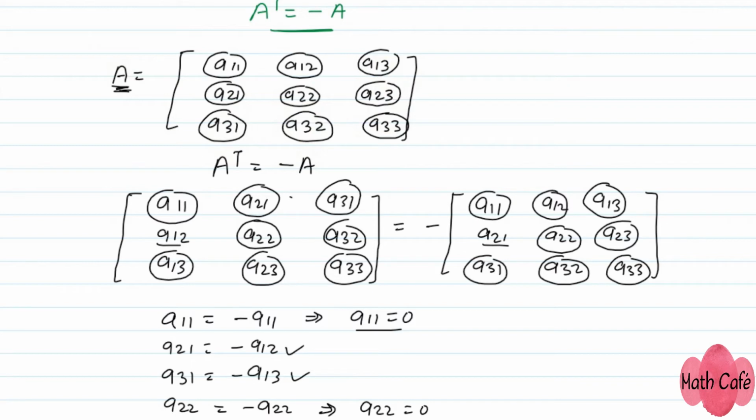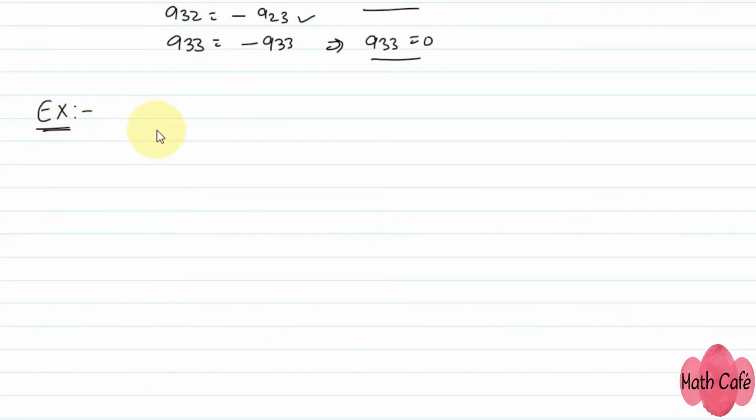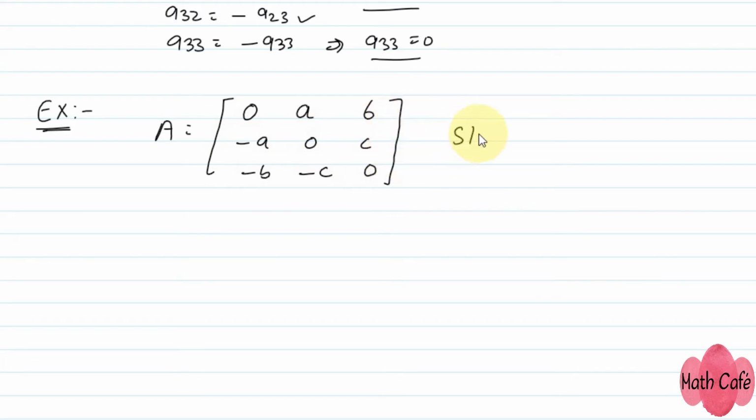Alright, let's take another example here. If any matrix A is given in the form 0, A, B; minus A, 0, C; minus B, minus C, 0, we need to verify whether it is a skew symmetric matrix. If it is, then the first necessary condition is that the diagonal elements should be 0. As we can see, all the diagonal elements are 0.